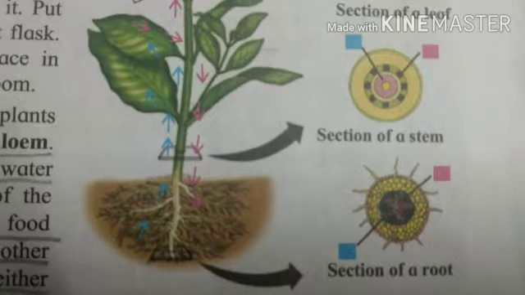Now we will see the function of phloem. Transport of the prepared food, that is glucose, etc., from the leaves to other parts of the plant. This food is either consumed or stored in different parts of the plant. This is called phloem. Plants do not have separate digestive or excretory systems.